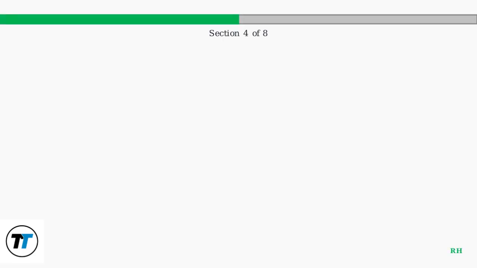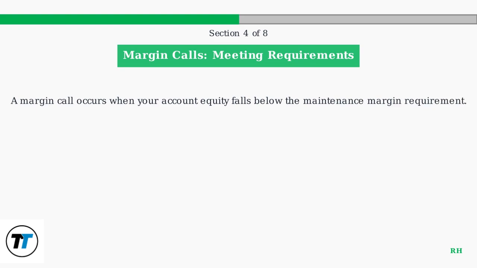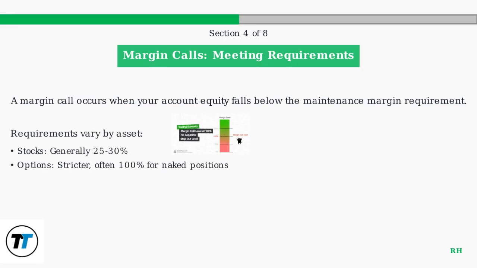A margin call happens when your account equity drops below the maintenance margin requirement. This triggers an urgent need to add funds or reduce your positions. The specific margin requirement depends on your assets and market conditions. For stocks, it's typically 25 to 30%. Options trading requires stricter margins, often 100% for uncovered positions.